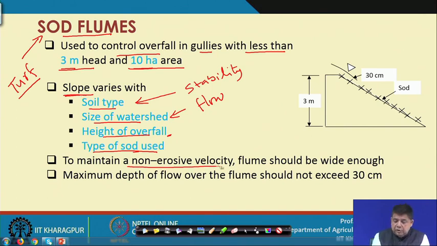And to maintain a non-erosive velocity, the flume should be wide enough. Just now we discussed for the gully also that we have to maintain a non-erosive velocity of flow over the flume, and the maximum depth of flow over the flume should not exceed 30 centimeters. So, this is another limitation, that the flow depth on the surface is limited to 30 centimeters. These are practically used in field conditions as vegetative measures.